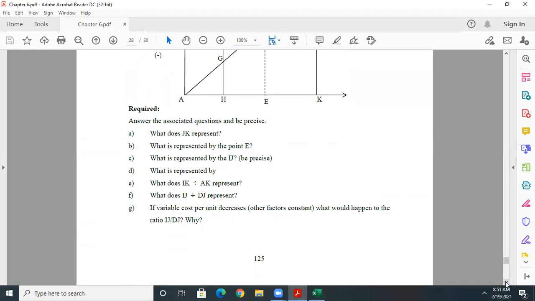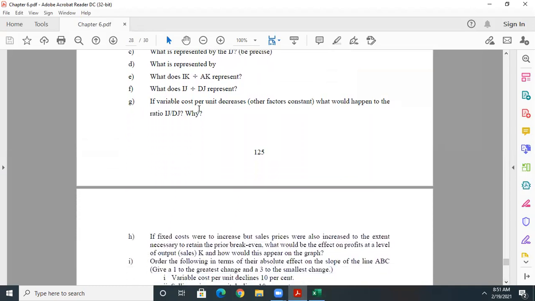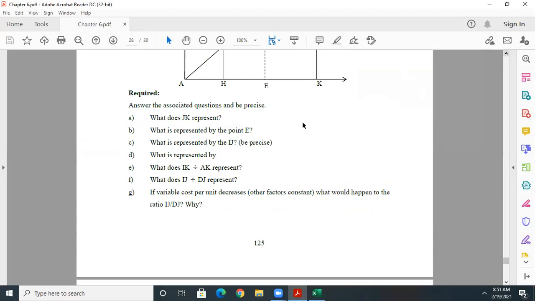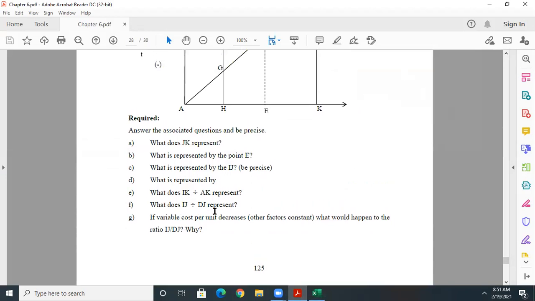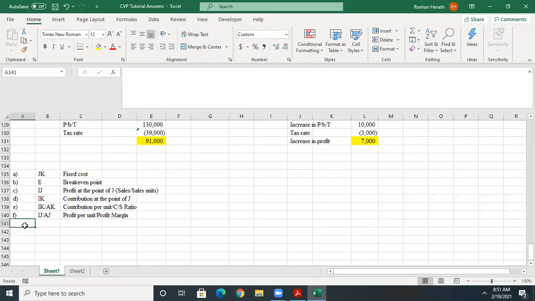Then it asks part G: if variable cost per unit decreases when other factors are constant, what would happen to the ratio ij divided by dj? So what we have just calculated, what if the variable cost per unit decreases when the other factors remain constant? What do you think about that? What can happen to the ij divided by dj?